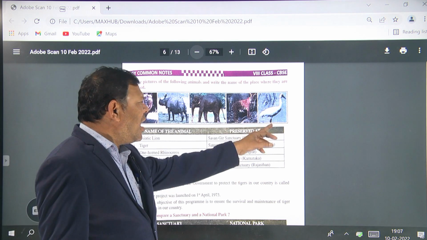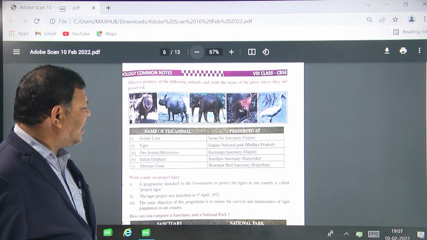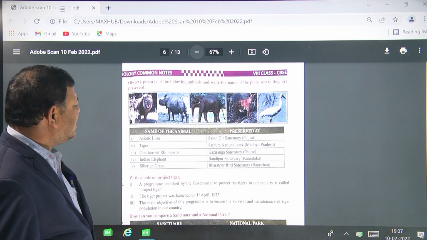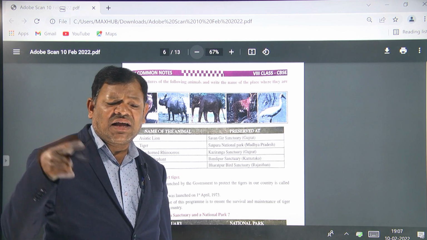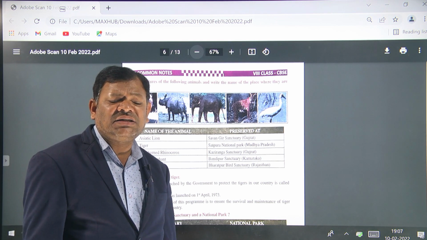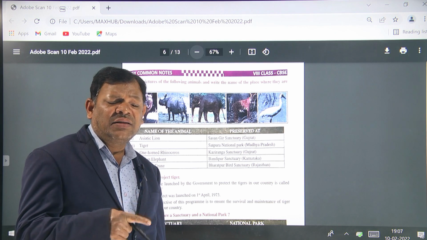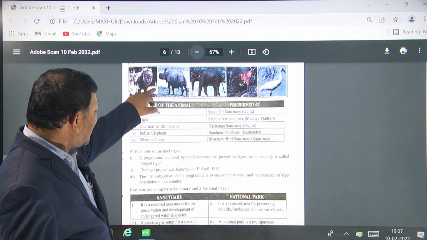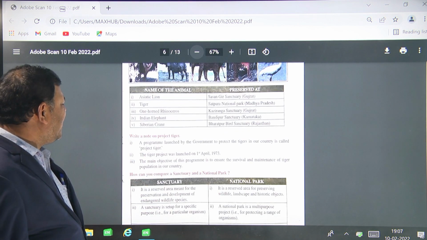Siberian crane, which you can see is actually a migratory bird, Bharatpur Bird Sanctuary, Rajasthan. Every summer they move again to their native place, like Russia. So these are the answers. And this question is also very important.